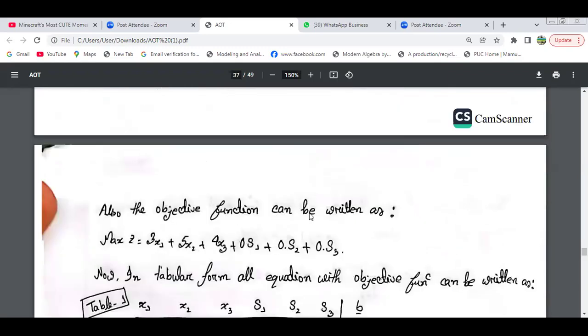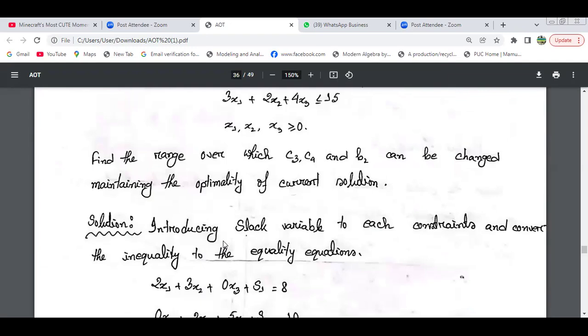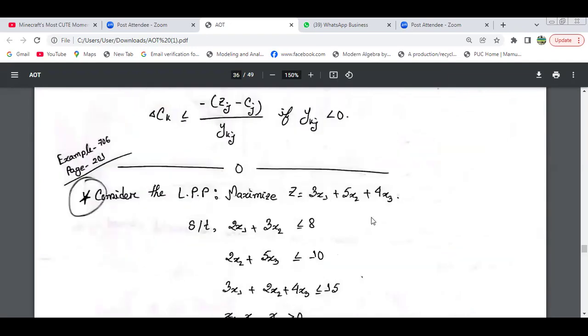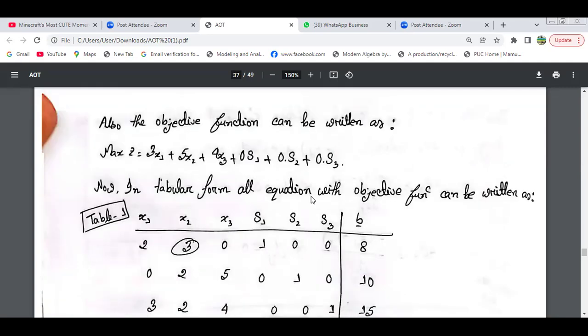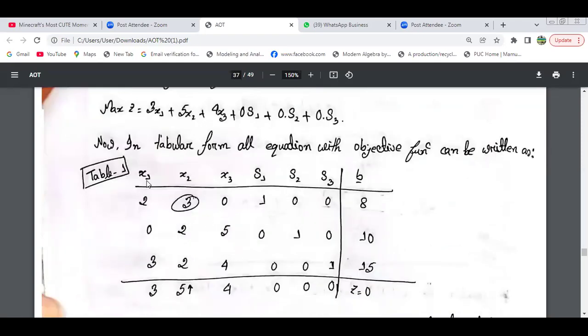And also the objective function can be written as maximize z equals the original objective function. Original objective function what was? This one, 3x1 plus 5x2 plus 4x3 plus 0 into s1 plus 0 into s2 plus 0 into s3. That means this is the new objective function. Now in tabular form, all equations with the objective function can be written as in table 1. This is the column of x1 variable, x2 coefficient, x3 coefficient, and this is the identity matrix 1 0 0, 0 1 0, 0 0 1.